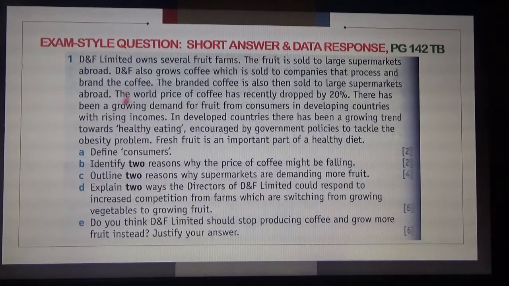Let's take up the first one. If you will notice, exam style questions come in similar format. First, you're given the case study here. And then for question A, you're going to define a selected business term. Letter B, you're going to identify 2 reasons for something. Letter C, outline 2 reasons for something. Explaining 2 ways, benefits, advantages, something like this. And the last one will be your opinion. Do you think? Blah, blah, blah.